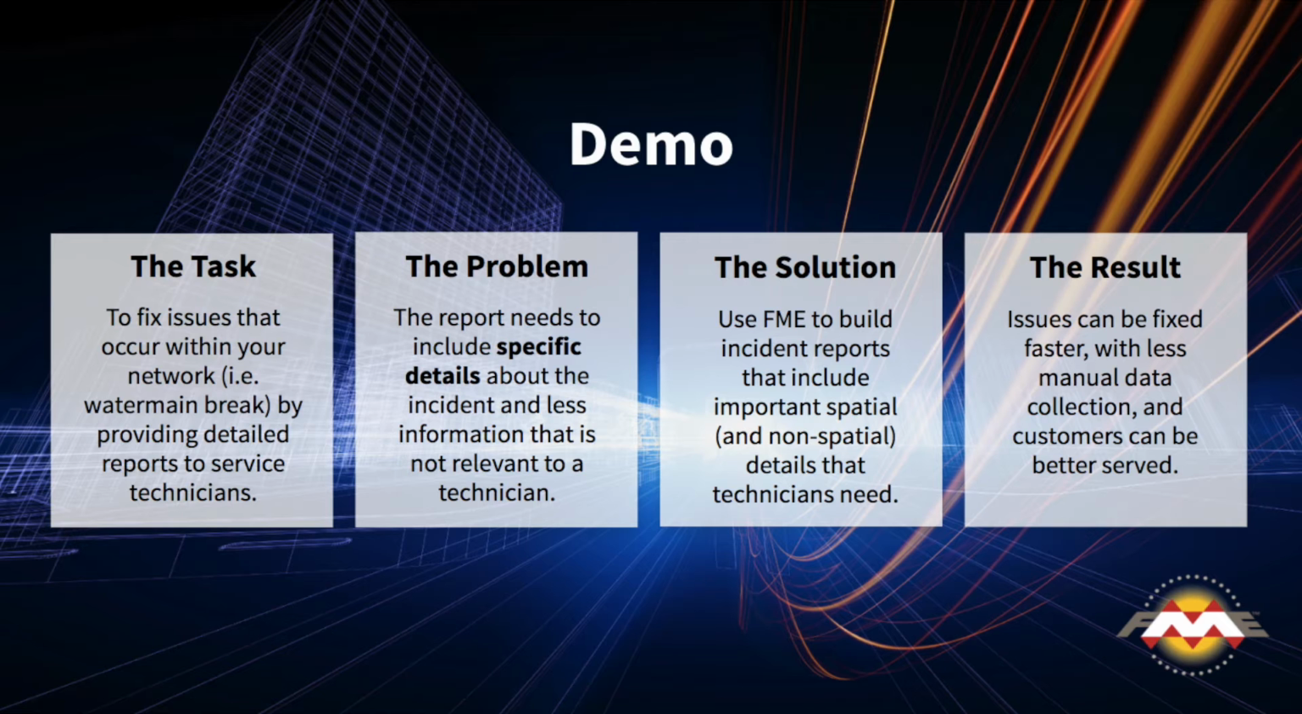Now, a common theme for utilities is fixing issues that occur within your networks. This could be replacing a transformer, fixing a gas valve, or fixing a water main break or a leak, for example. Now, before the issue can be fixed, it first needs to be reported, followed by some information gathering to determine the extent and severity of the issue that has been reported. Now, carrying on with that water main break as an example, let's say a call is entered into our 311 reporting database.